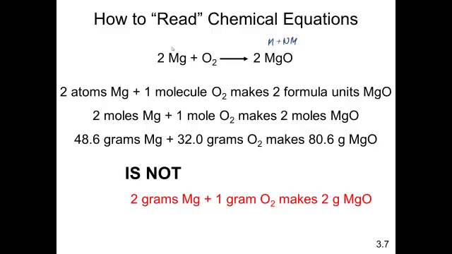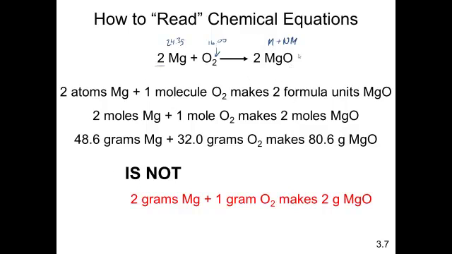And then lastly, what this represents is 48.6 grams of magnesium. If we look on the periodic table, magnesium is approximately 24.3 grams. But because we have 2 of them, we're going to multiply this by 2. Plus 32 grams of oxygen. How do we get that? Because oxygen is basically 16, but we have 2 as a subscript as opposed to a coefficient. So 16 times 2 is 32 grams of oxygen. Makes 80.6 grams of magnesium oxide.